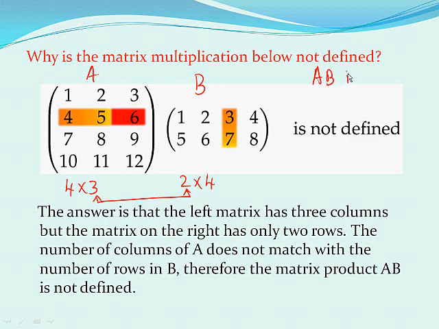AB not defined. How about BA? If you reverse the order, then the sizes will match. B will have size 2 by 4. A will have size 4 by 3. So this product is defined and it will be of size 2 by 3. So this is okay, but AB is not okay.